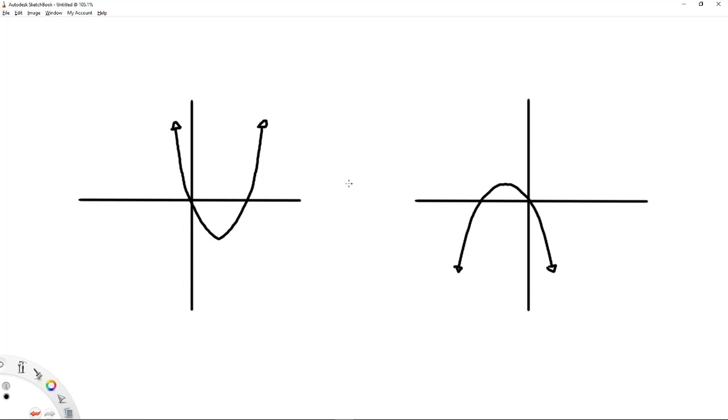These two graphs are very unique, and the shape that it makes here and here are what we call parabolas, better known as quadratics.